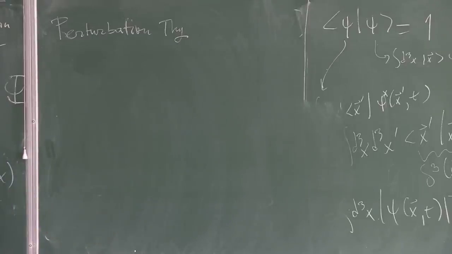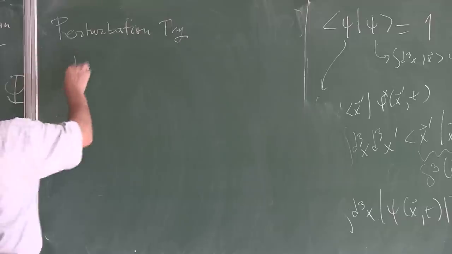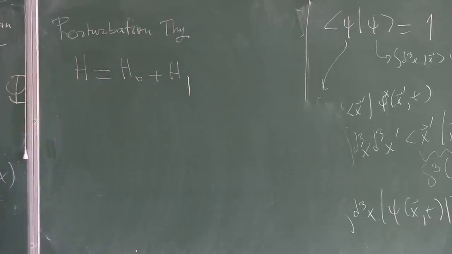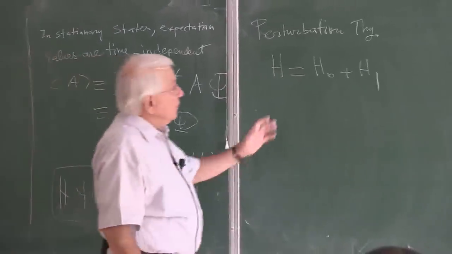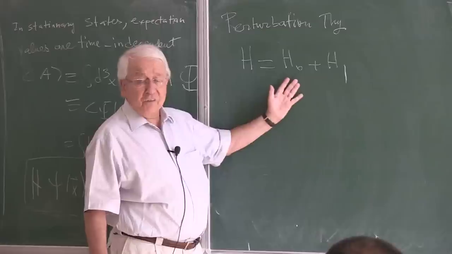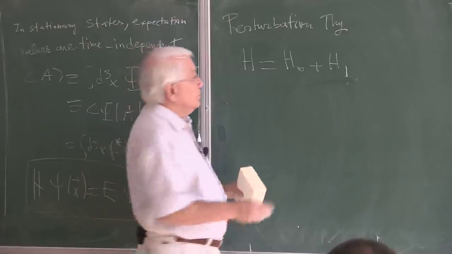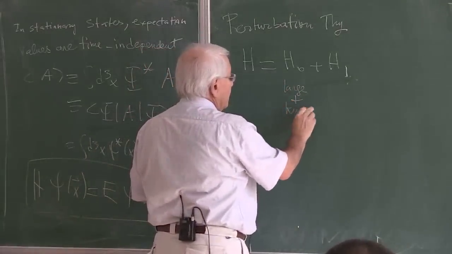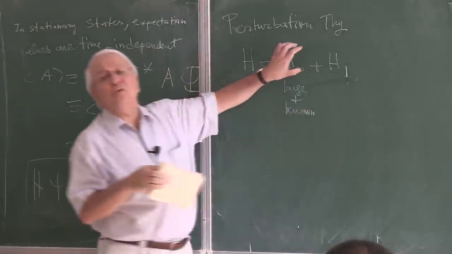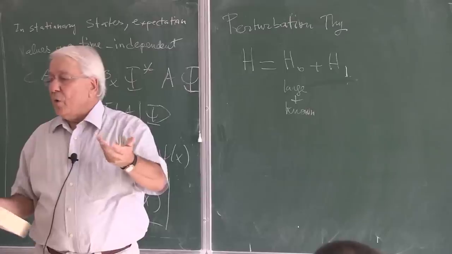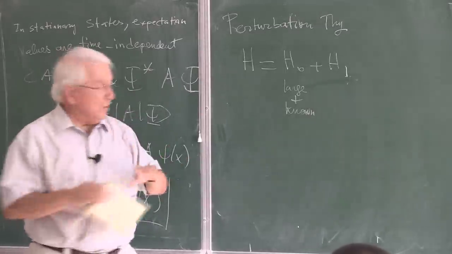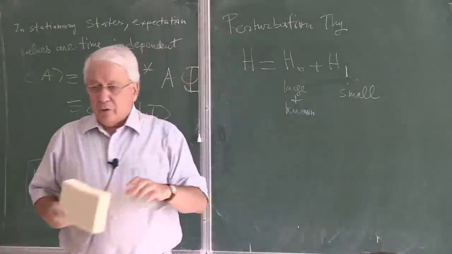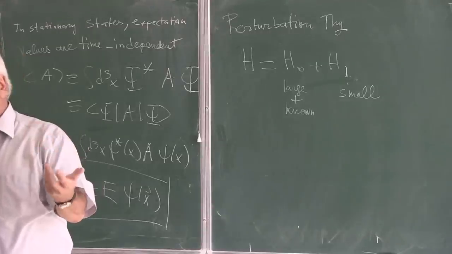You have this energy eigenvalue equation, and you can identify two pieces in the Hamiltonian. So this is the algorithm: you have to be able to identify two pieces. One is the principal or large piece, large and known. Known means when you take this Hamiltonian alone, you can solve the energy eigenvalue problem exactly. That's the so-called known piece. This is the small one. So you have to be able to split the Hamiltonian into two: one is known and large, the other is small.